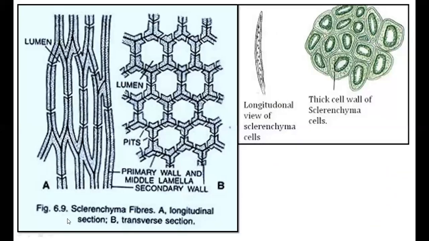Now from the diagram, we can easily see different cross-sectional views of sclerenchyma. Here, these are the sclerenchyma fibers, and these are the lumen that are present in sclerenchyma. Here also is a living sample of the sclerenchyma cell. Now these are the pits.